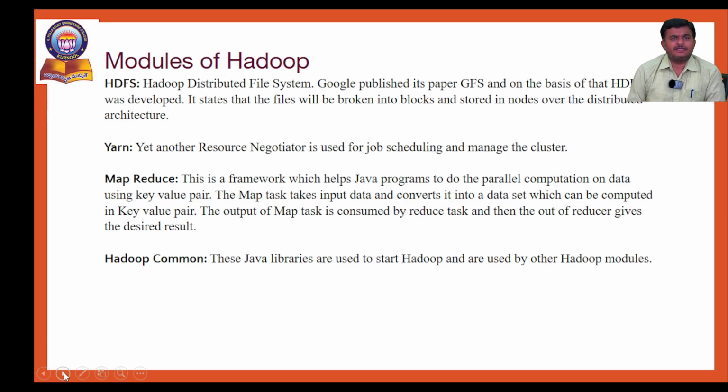Several modules are available in Hadoop. HDFS, the primary one, is a storage system, the Hadoop Distributed File System, where the data is stored. Google at the beginning published its paper called Google File System, GFS, and on that basis HDFS was developed. It said that files will be broken into blocks and stored in nodes over the distributed architecture. Next, YARN, Yet Another Resource Negotiator, is used for job scheduling and managing the cluster in the Hadoop system.